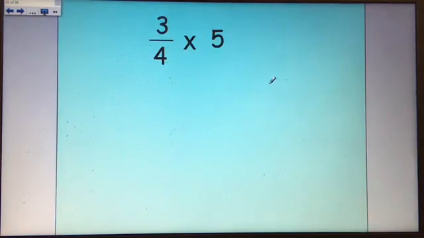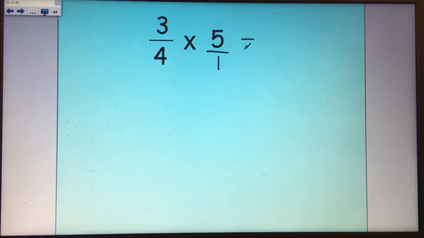Now what you sometimes get is questions like this: 3 quarters times 5. So what you need to do in this situation is turn that number 5 into a fraction. Well, that's 5 wholes, isn't it? So that would be, as a fraction, 5/1. So I would just turn it into 5/1. It doesn't matter that that sits a little bit lower than the line.